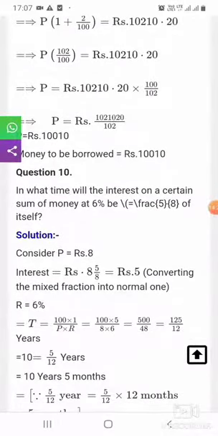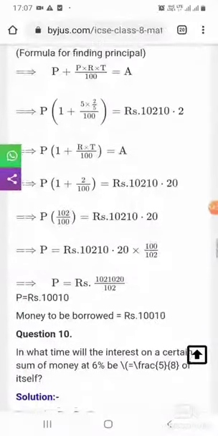In what time will the interest on a certain sum of money at 6% be of itself? All right. Okay, so the next problem we'll see in the next class.